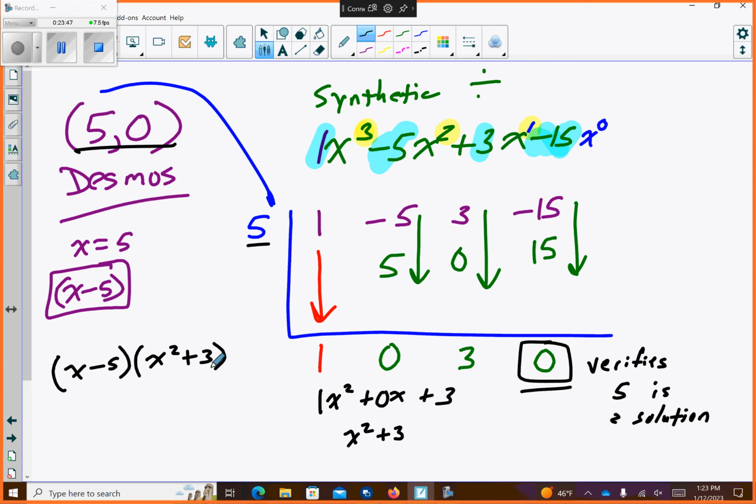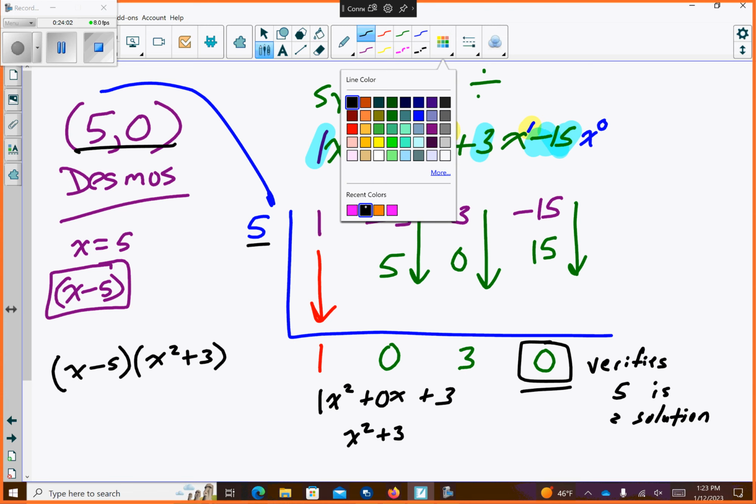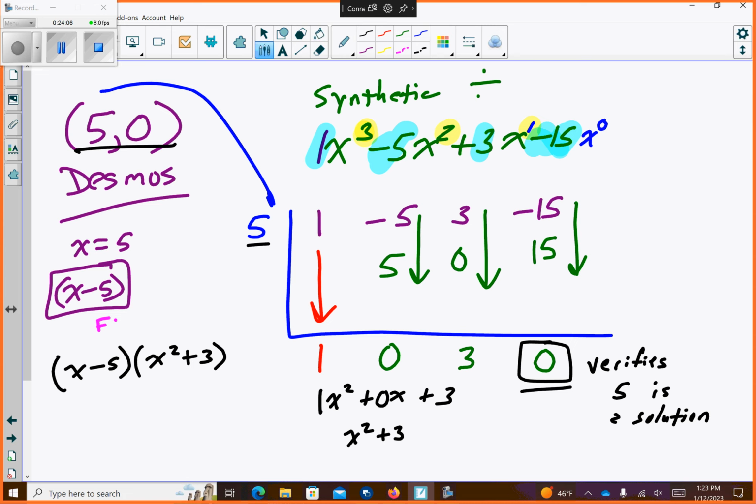And that's how we do it. That's kind of heavy. That's what's taking place when synthetic division won't work all the way. Okay? Now, I want you to see something, but you don't have to write it down. I'm going to use pink. Okay? We're going to FOIL this just to verify.